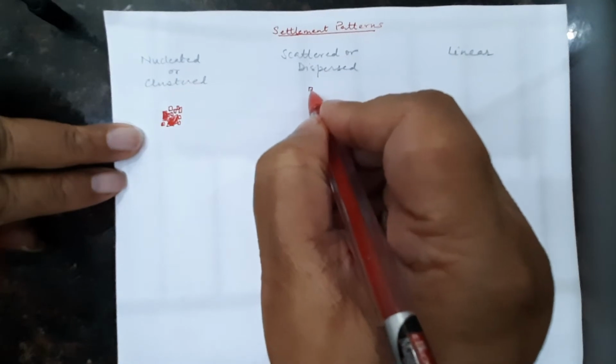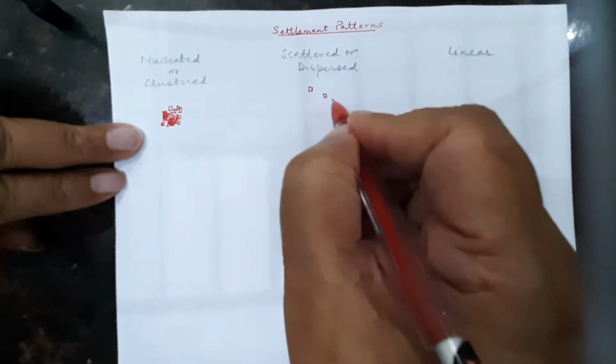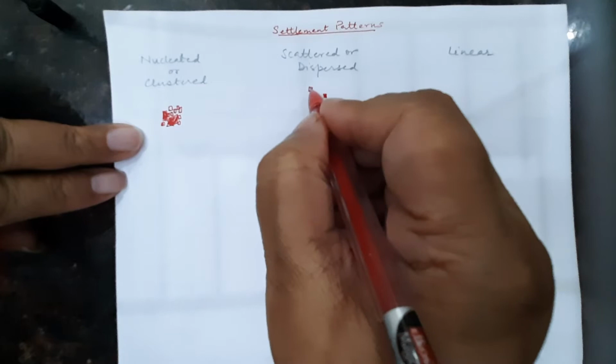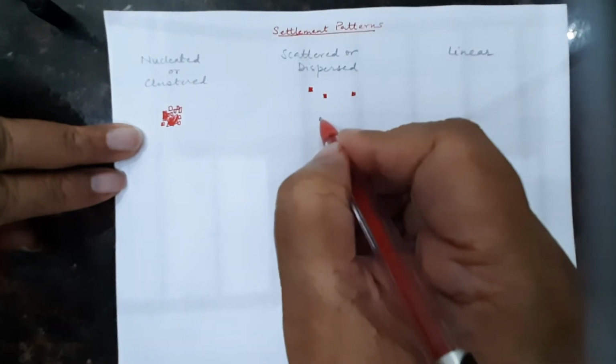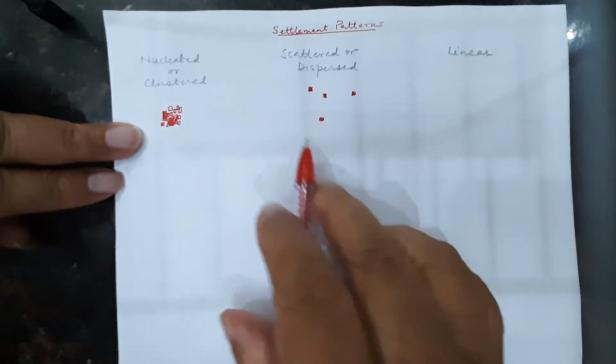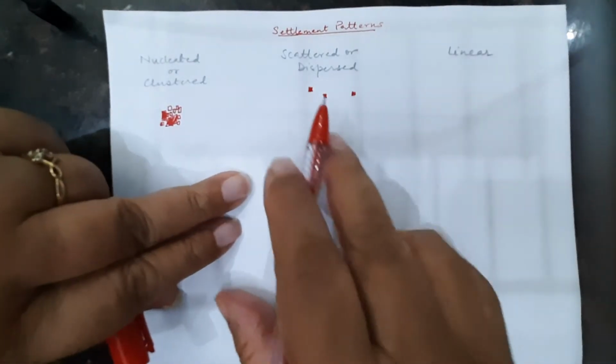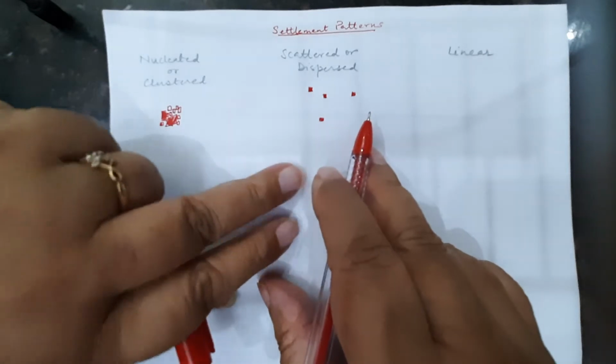Whereas when you see just single red squares of your permanent huts or even the temporary huts, but they are just three or four and they are very far apart from each other, in this kind of a pattern, we call it a scattered or a dispersed pattern.